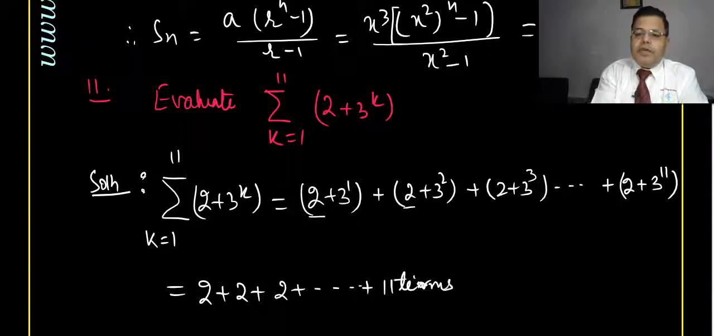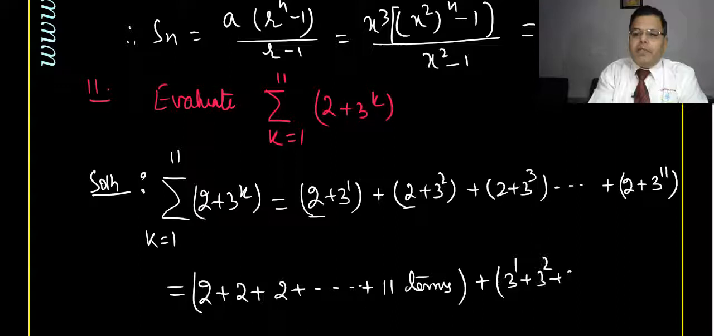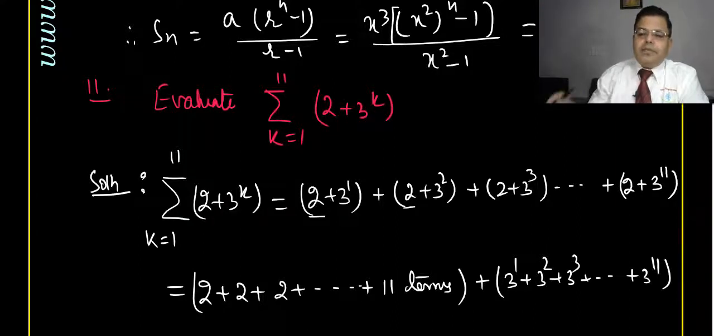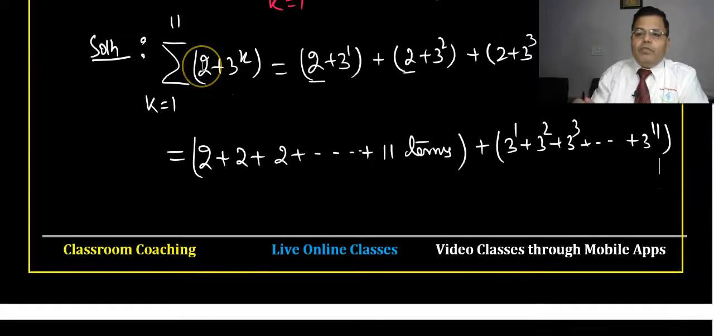Terms, right? Up to 11 terms: 2 plus 2 plus 2 plus 2, up to 11 terms. And then what will happen? Thereafter, plus 3 to the power 1 plus 3 square plus 3 cube up to 3 to the power 11. Now 2 plus 2 plus 2 up to 11 times: 2 times is 4, 3 times is 6. So this will be 11 times 2.